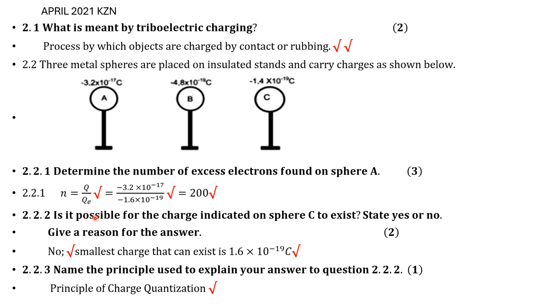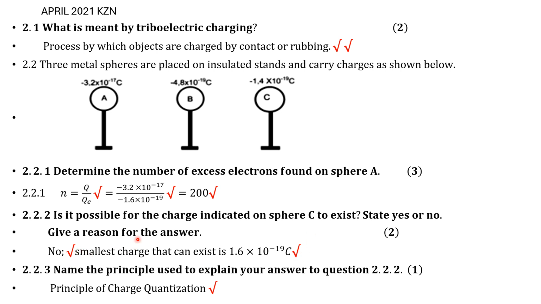Is it possible for the charge indicated on sphere C to exist? State yes or no and give a reason. Number one, it's no. Because the smallest charge that can exist is 1,6 times 10 to the negative 19 coulomb, and that is smaller than 1,6. So therefore the charge can't exist.